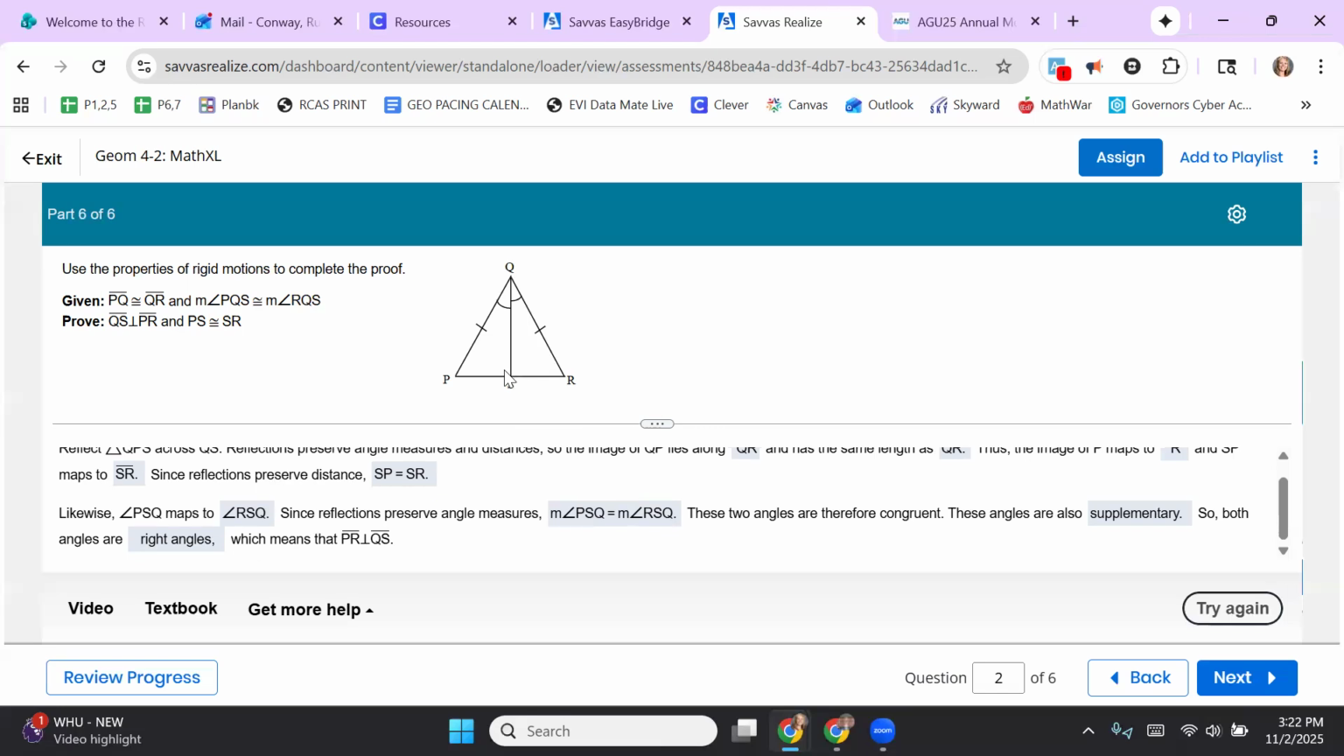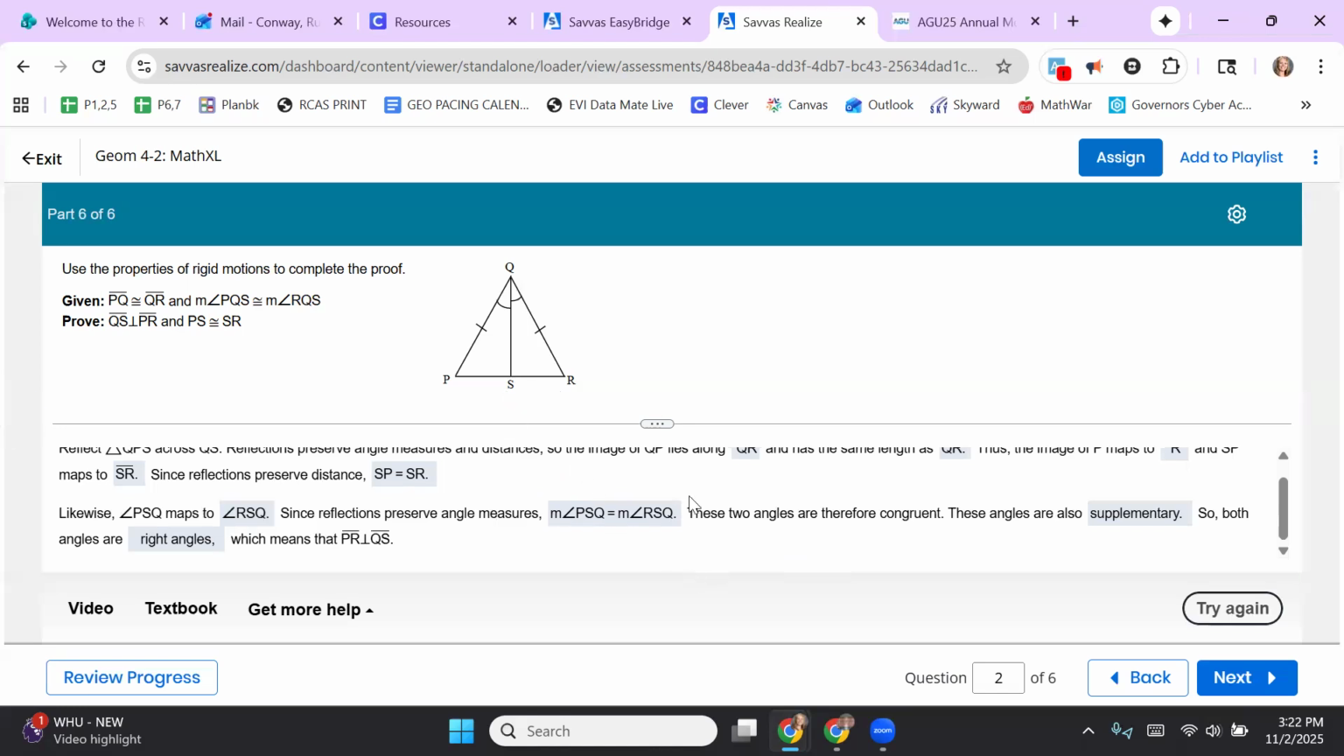The angles here are equal to each other. And so reflections preserve angle measures. We know the measures of the angles are equal. And they're supplementary because they make a straight line here. And both angles must be right angles, which means PR is perpendicular to QS.